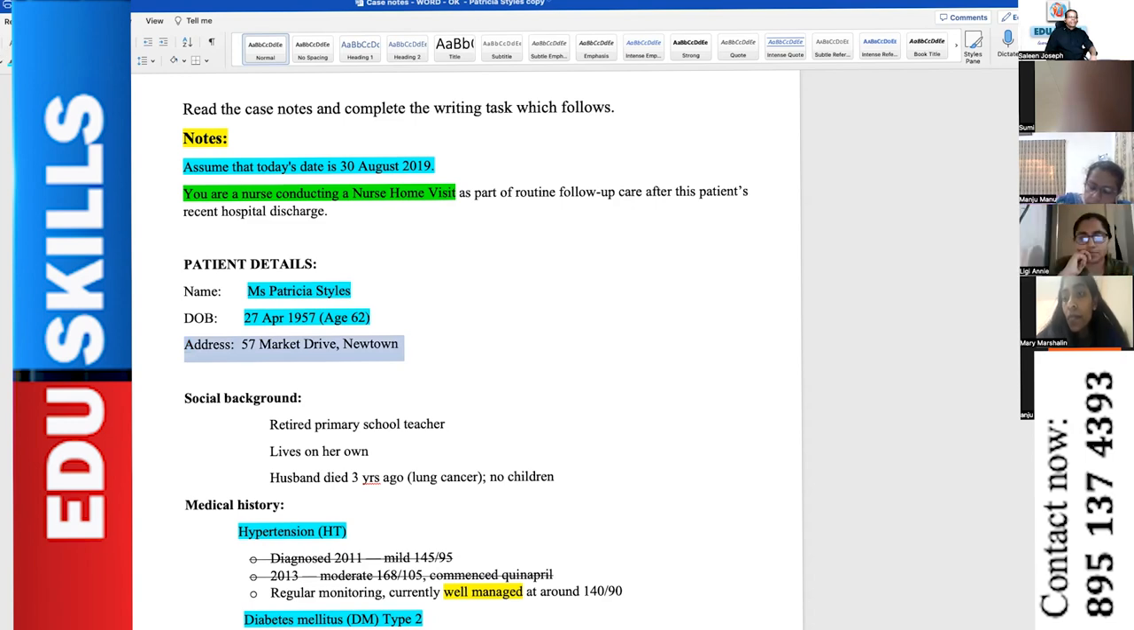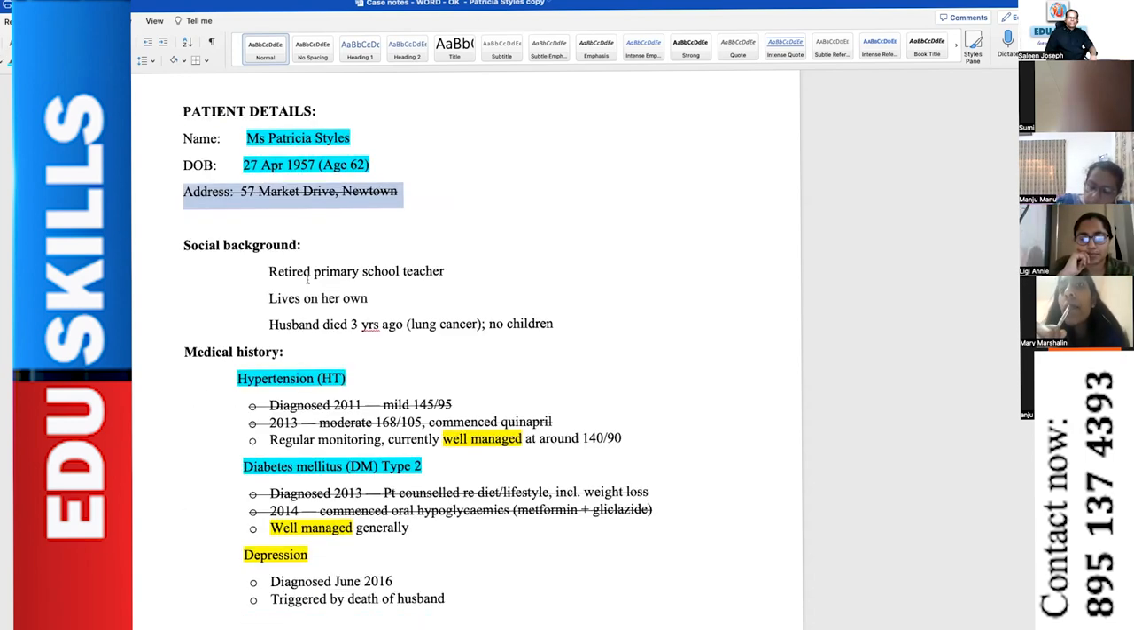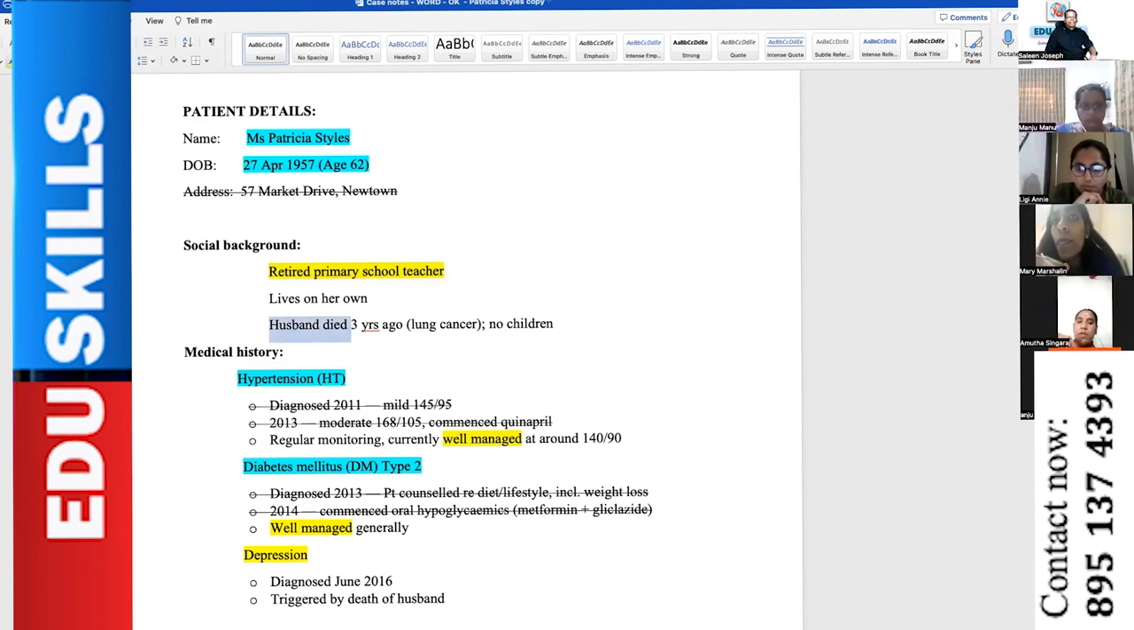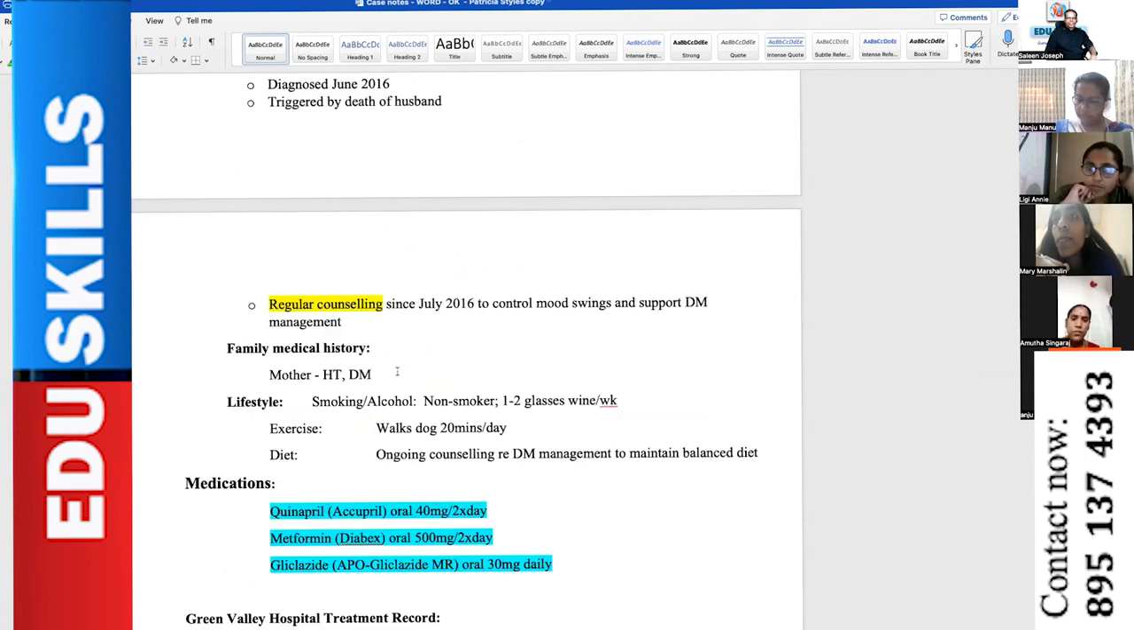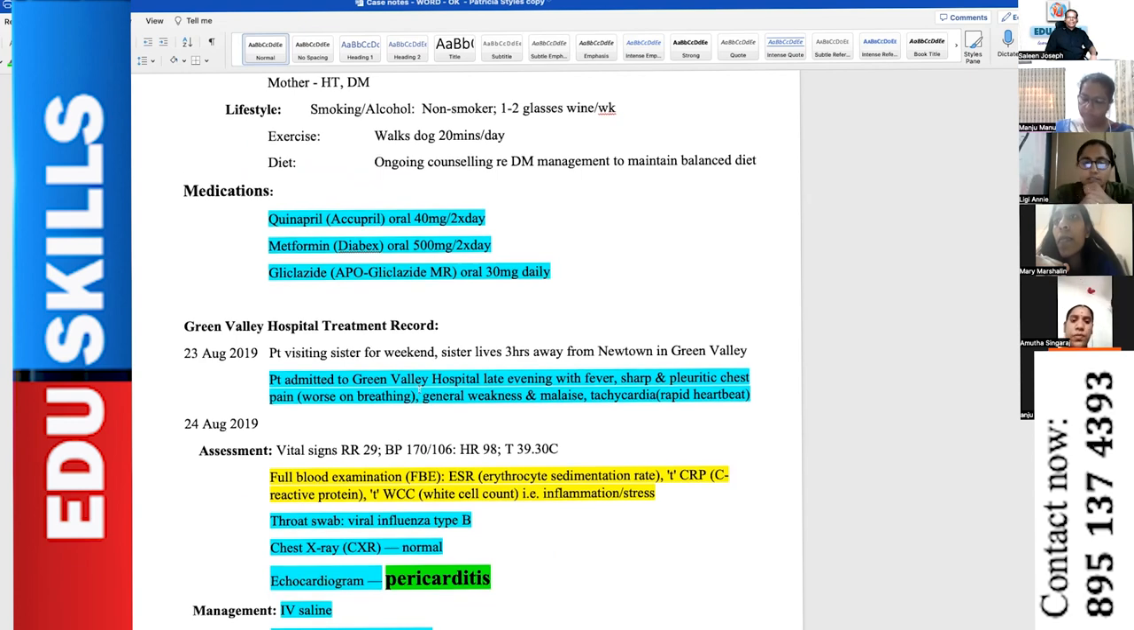Yes. Normally, the patient's address is not required at all. And social background? It's not necessary. Father, you can take it as semi-relevant if you want to say this may be important because she is a widow, and lives on her own. Maybe somewhere you'll have to mention she is alone. That is why we have kept it as semi-relevant. Is that clear?